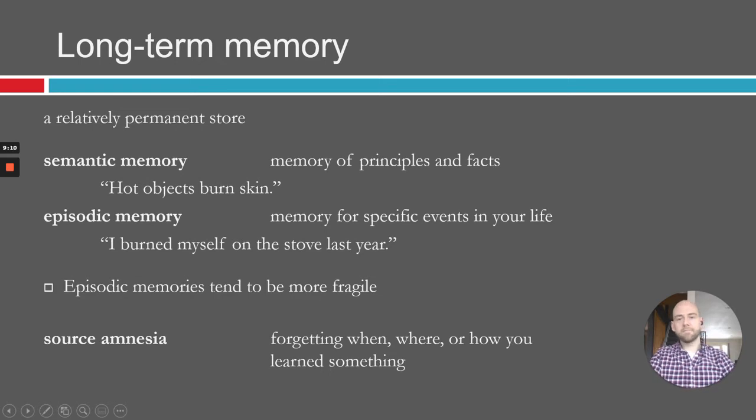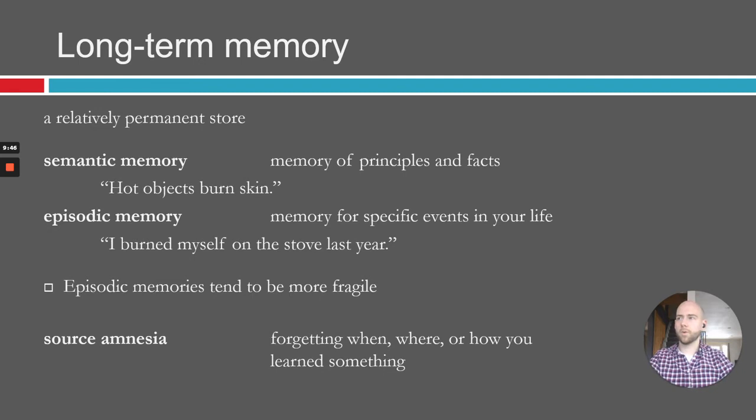A related thing to mention here, we'll talk about a couple different types of amnesia later, but one very common thing we would refer to as amnesia that we all experience frequently is forgetting when, where, or how you learned something. So source amnesia, again, is forgetting how you learned, generally a semantic memory. So you might know, for example, that cheetahs are the fastest animal on land, right? But you probably don't remember when or where or how you learned that.